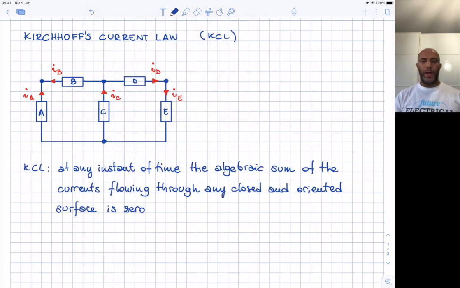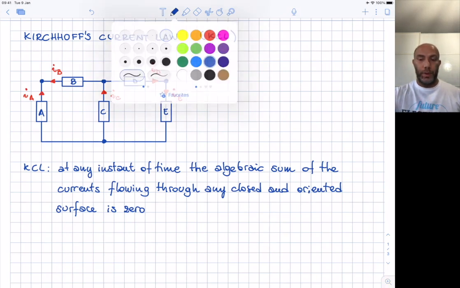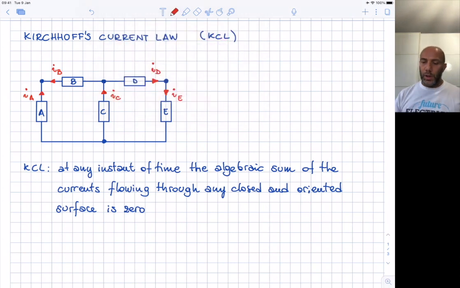Kirchhoff's current law states that at any instant of time, the algebraic sum of the currents flowing through any closed and oriented surface is 0. This definition requires some clarifications. First of all, I want to highlight what a closed and oriented surface is. A closed and oriented surface is what is usually called a Gaussian surface.